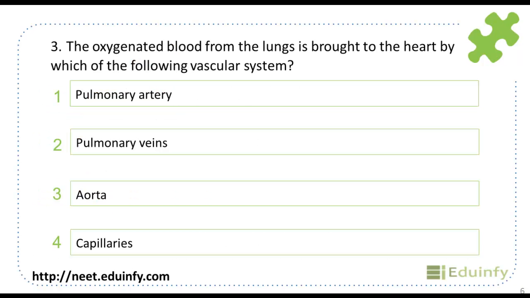Next question, oxygenated blood from lungs is brought to heart by which of the following vascular systems? Pulmonary artery, pulmonary vein, aorta, capillary. So blood to the heart is entered by veins, and blood from the heart to other parts is supplied by arteries. In this case, oxygenated blood from lungs is brought to heart by veins. So pulmonary vein is the answer. Here oxygenated blood comes from the lungs to the left atrium.